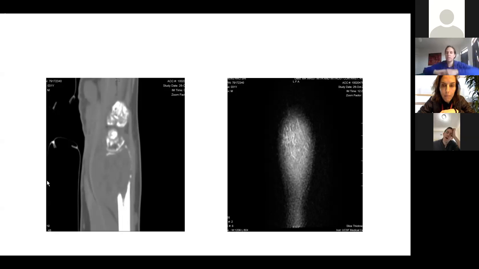Just out of curiosity, how do you plate when it's like that, a huge lytic lesion? What are you getting fixation in distally? Quickly, the cement. Yeah. So you can anchor the plate in the normal bone in the shaft, and then you're using the plate and the screws as rebar in the tumor with the cement.